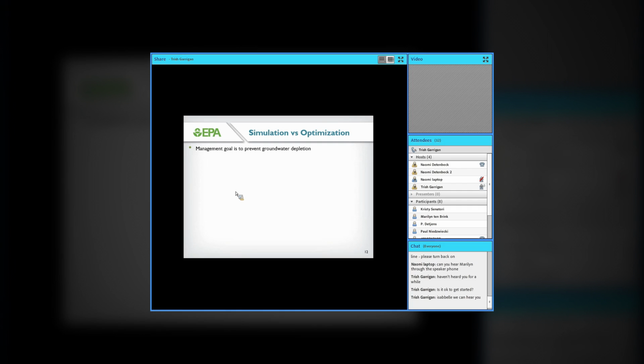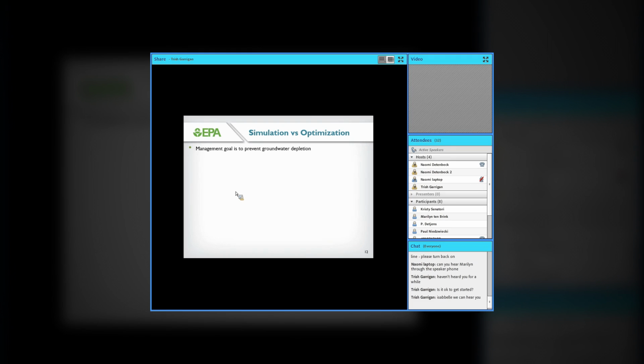Let's say our management goal is to prevent groundwater depletion. We're going to set the minimum groundwater volume that we're willing to go. We know there's a minimum threshold that it should not surpass each year or at any point in the year. So we set a minimum groundwater volume, and we take a simulation model where we specify one value for each decision or each potential action we want to take. In an optimization model, as we'll see, we'll specify a range of decisions.